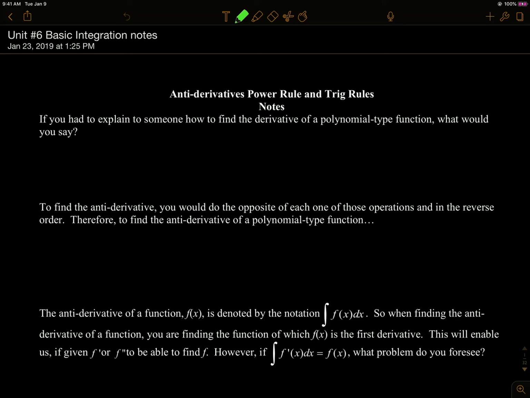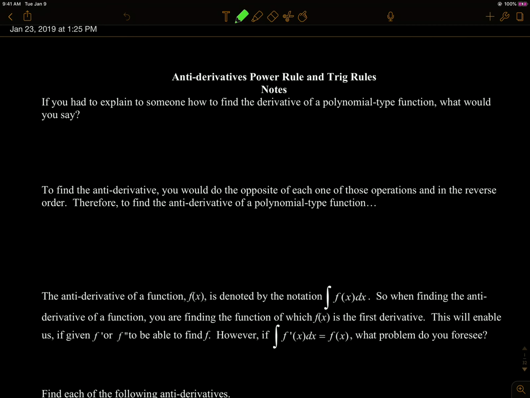Okay, so we're moving into anti-differentiation, which is sort of the reverse of what we've been doing. Some of these questions are a little bit rhetorical, like I'll just answer the question for you. But first, let's think about how we would describe how to find the derivative of a polynomial type function.